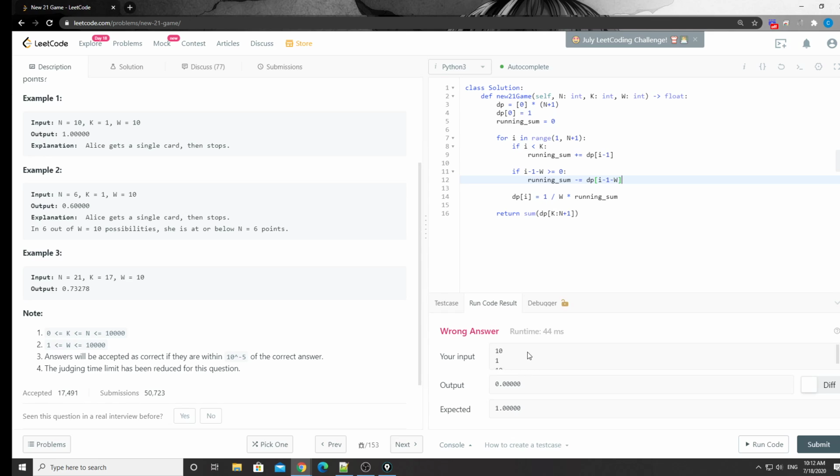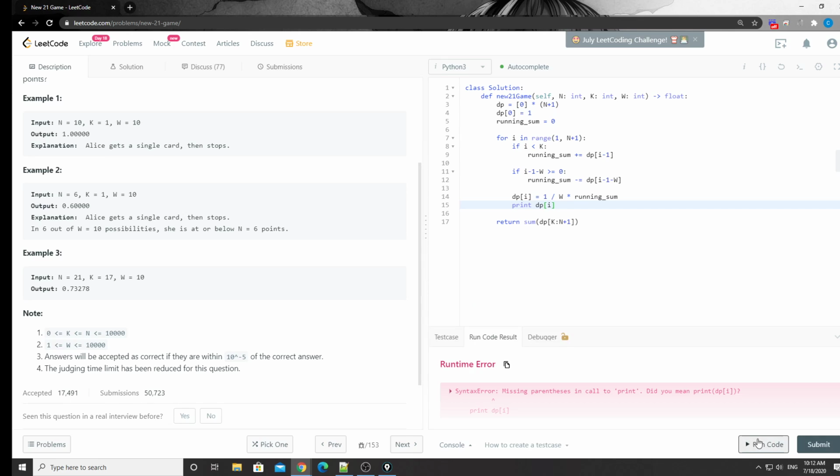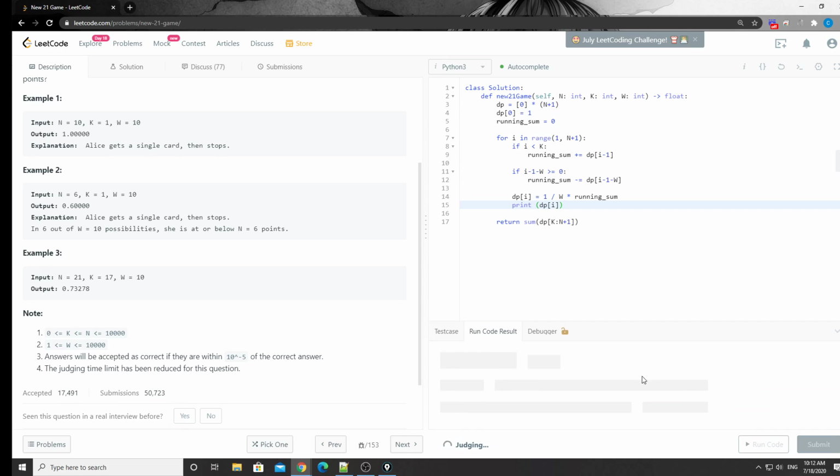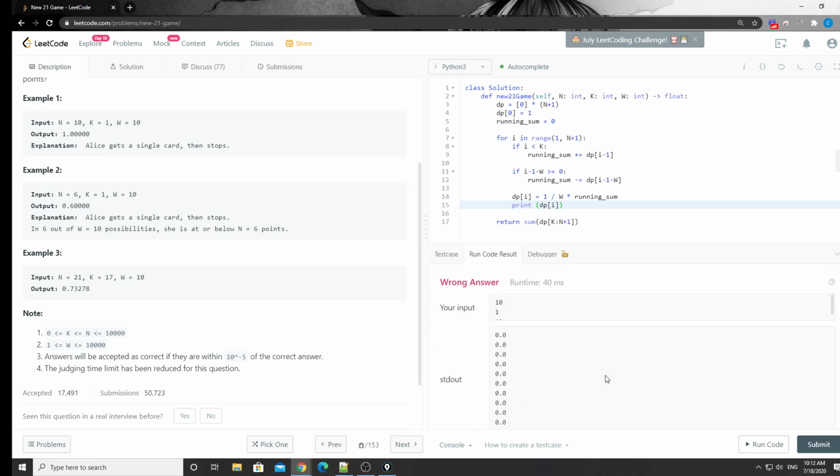Why does it say 0 here? You know what, I'll try to print DPI here and see what's going on. Why 0? What? All 0. Even DP by W.